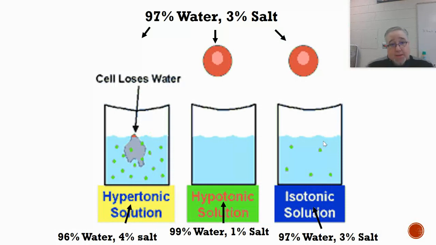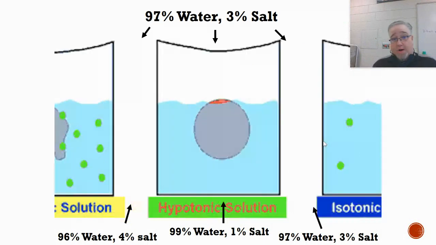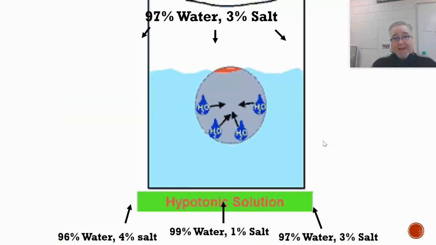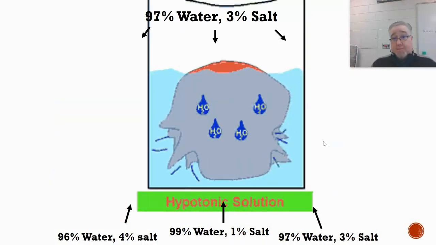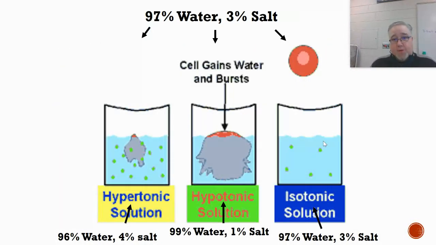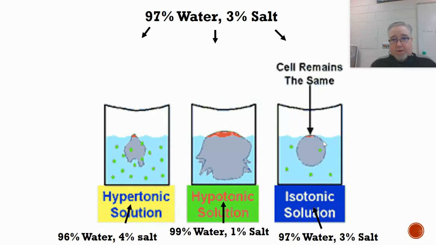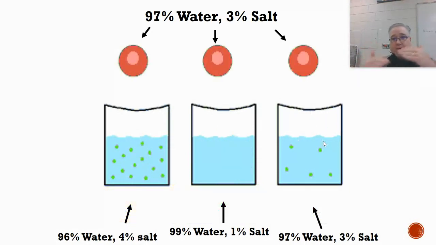So you put it in the hypertonic environment, water's going to leave the cell, it's going to shrivel up. You put it into a hypotonic environment, which has more water, that water is going to come into the cell. The cell's going to possibly break, it doesn't always have to, but it can. Then, of course, we have an isotonic environment. We put that inside, and really nothing happens because there's that equilibrium.